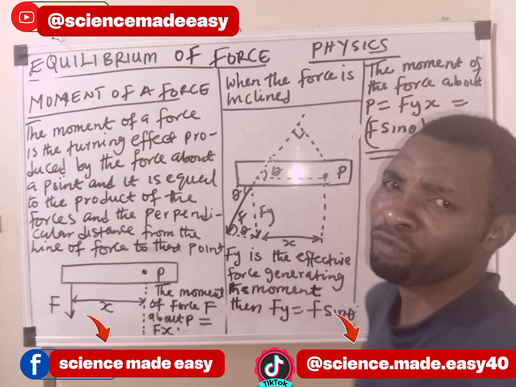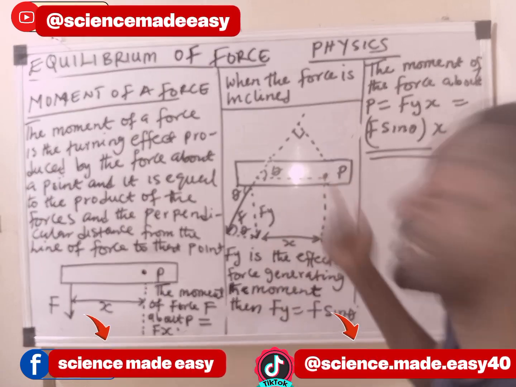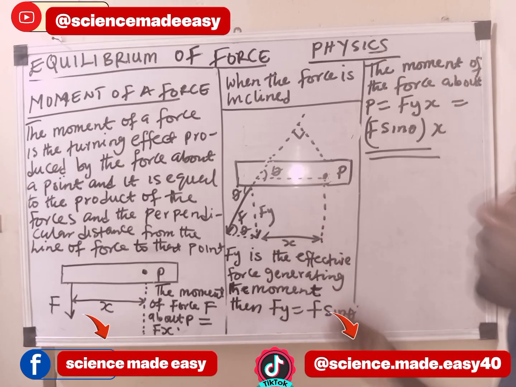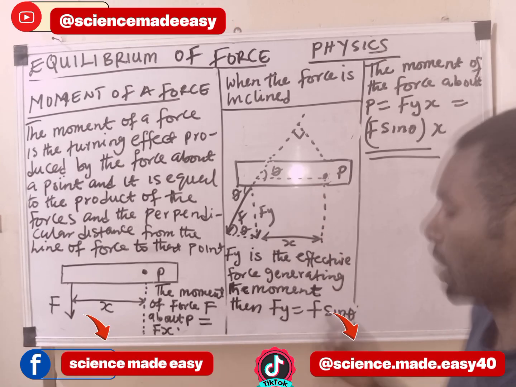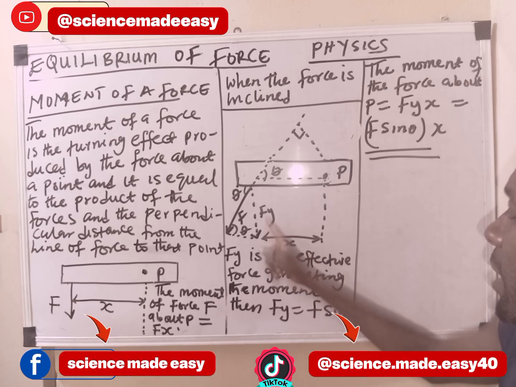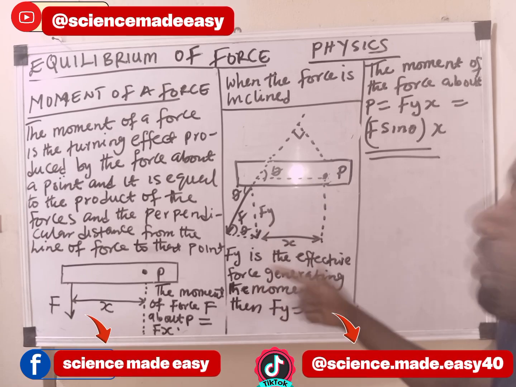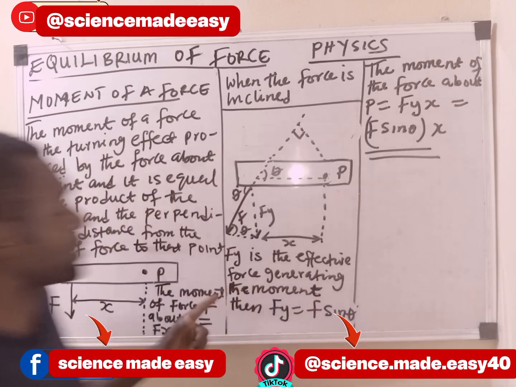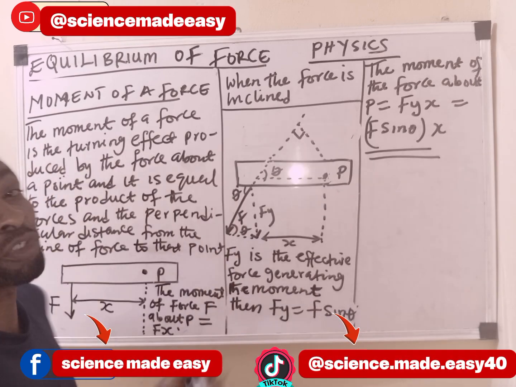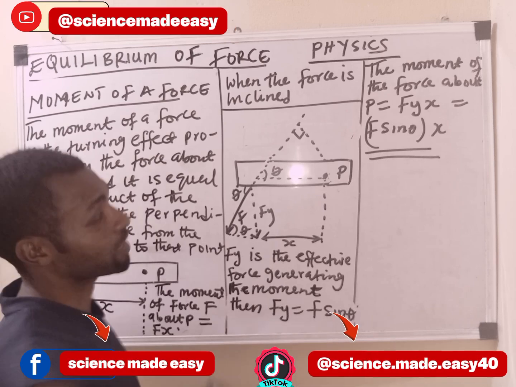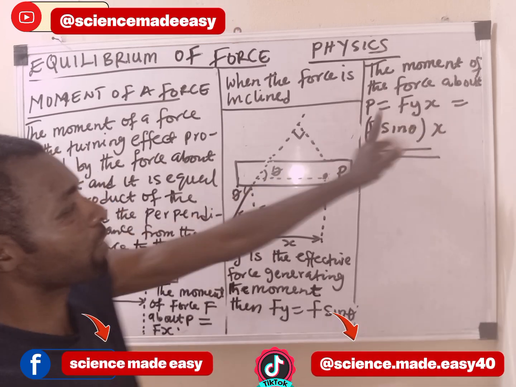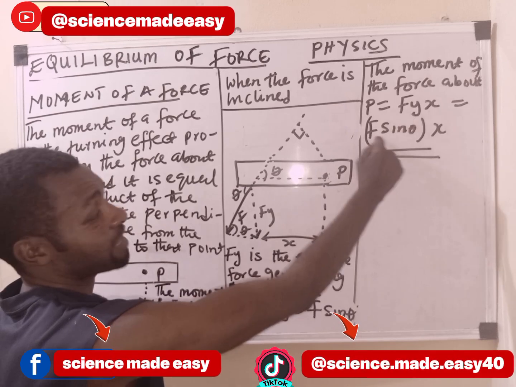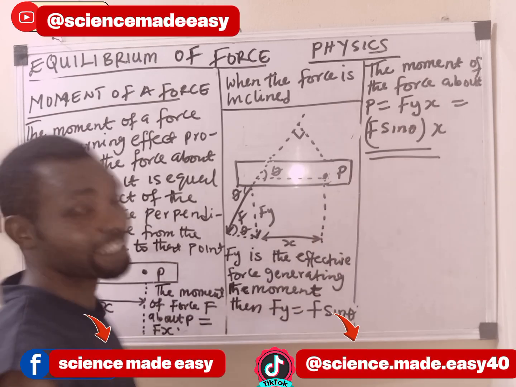But what if the force is inclined at a particular angle theta? If you look carefully at this diagram, this is where the force is inclined to an angle. The effective force creating the moment is this Fy. According to the resolution of forces, this Fy is equal to F sine theta. So the moment of the force about P will be Fy times x.